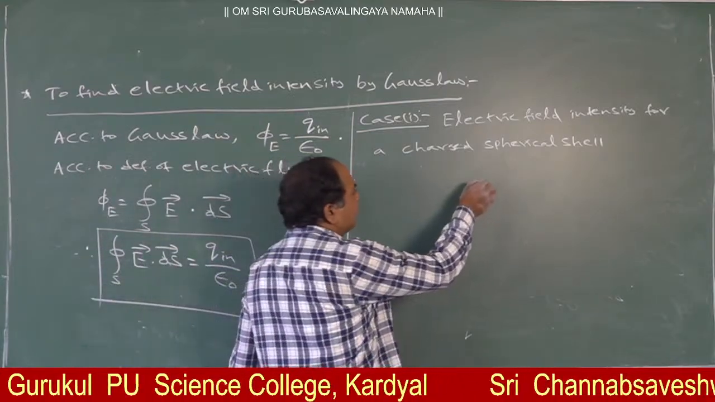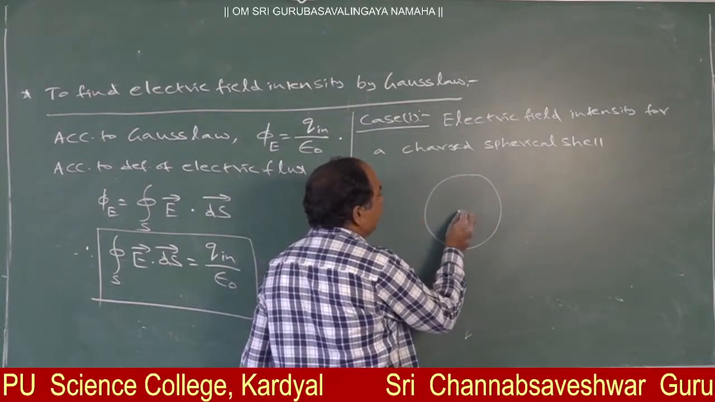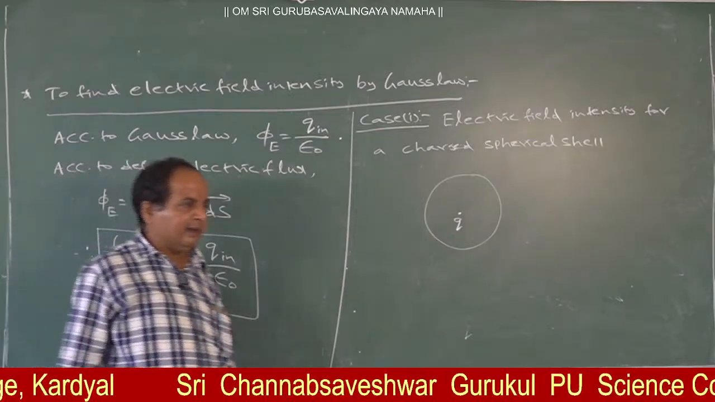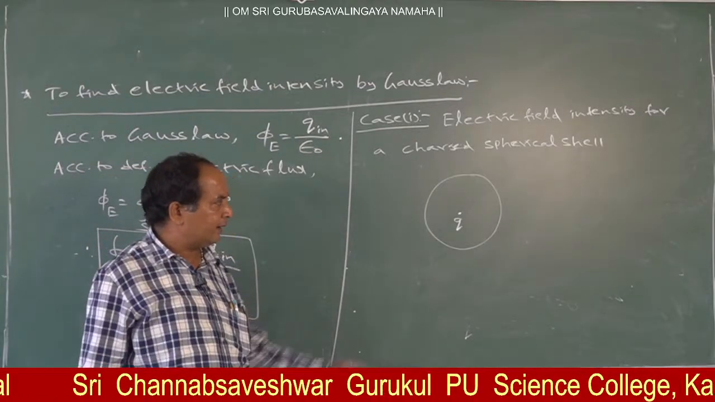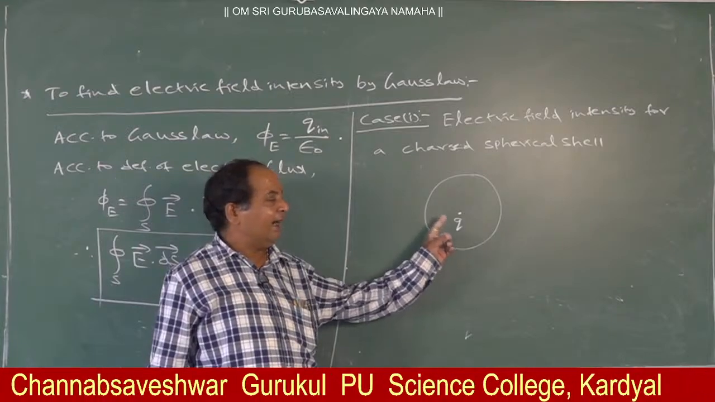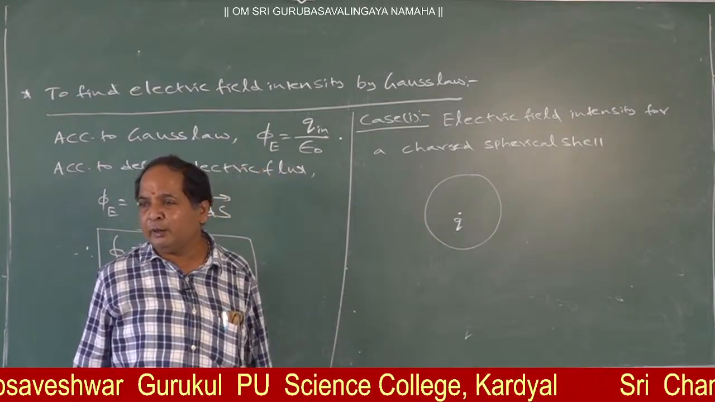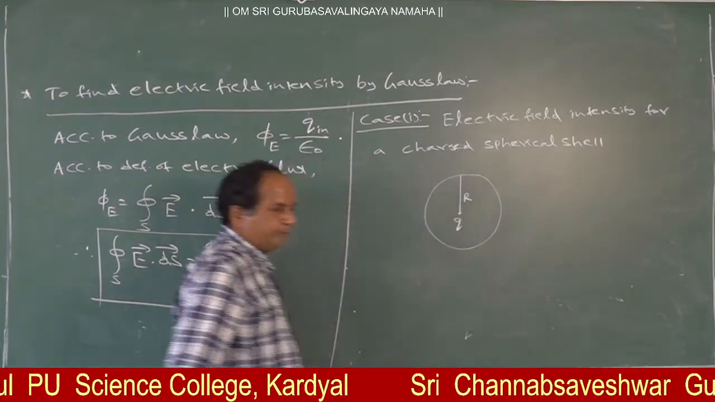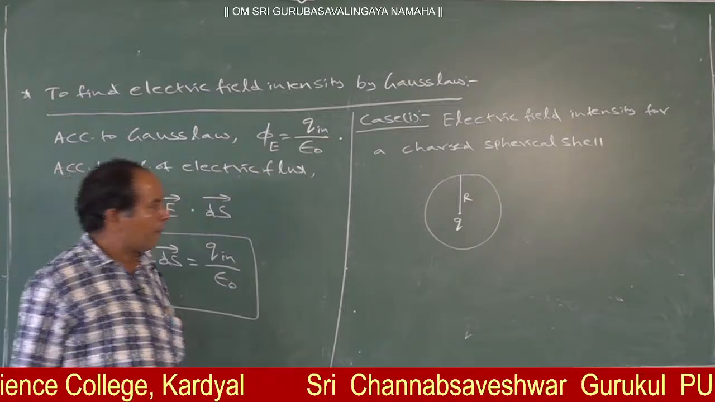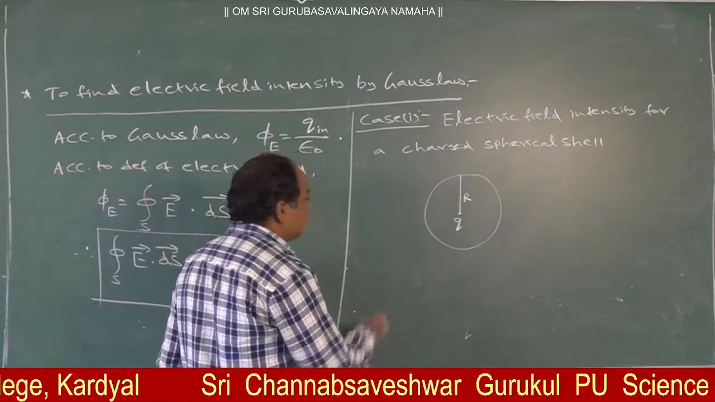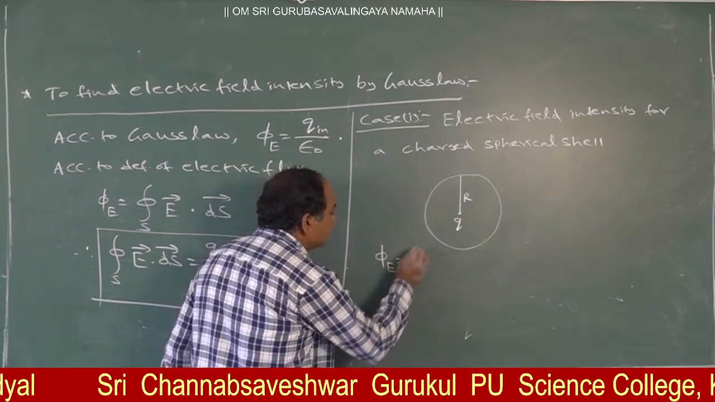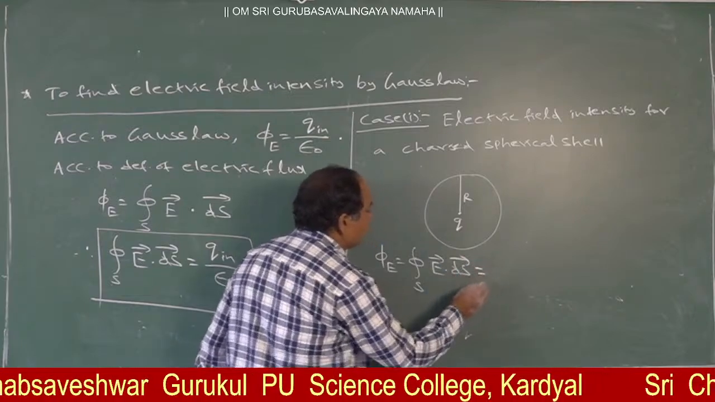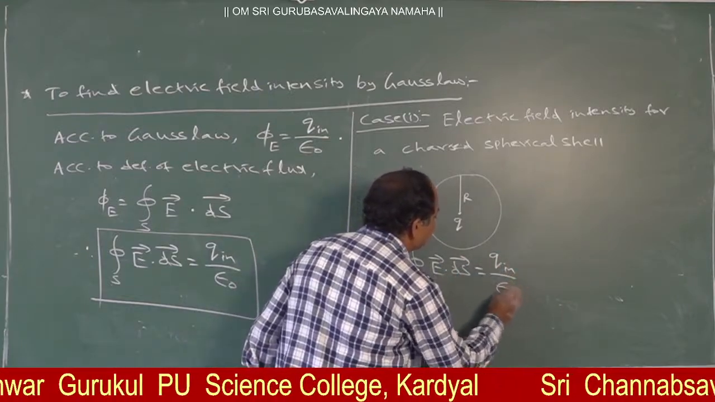Here I am considering this is the spherical shell and this is the center. At center Q charge is there. I am considering its radius is R. Now, by using the definition of flux, phi is equal to surface integral of E bar dot ds bar, that is equal to Q in by epsilon naught.